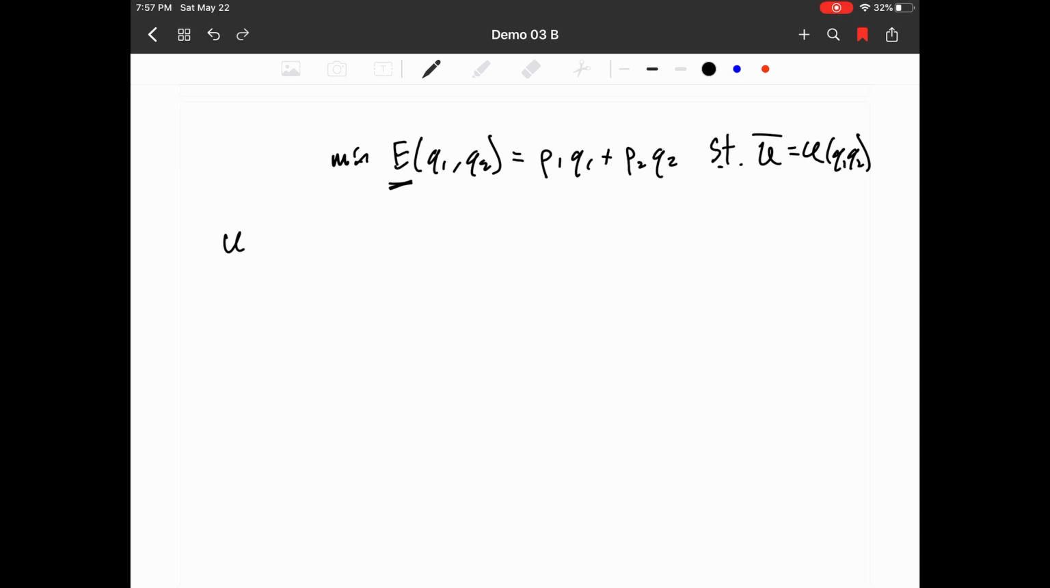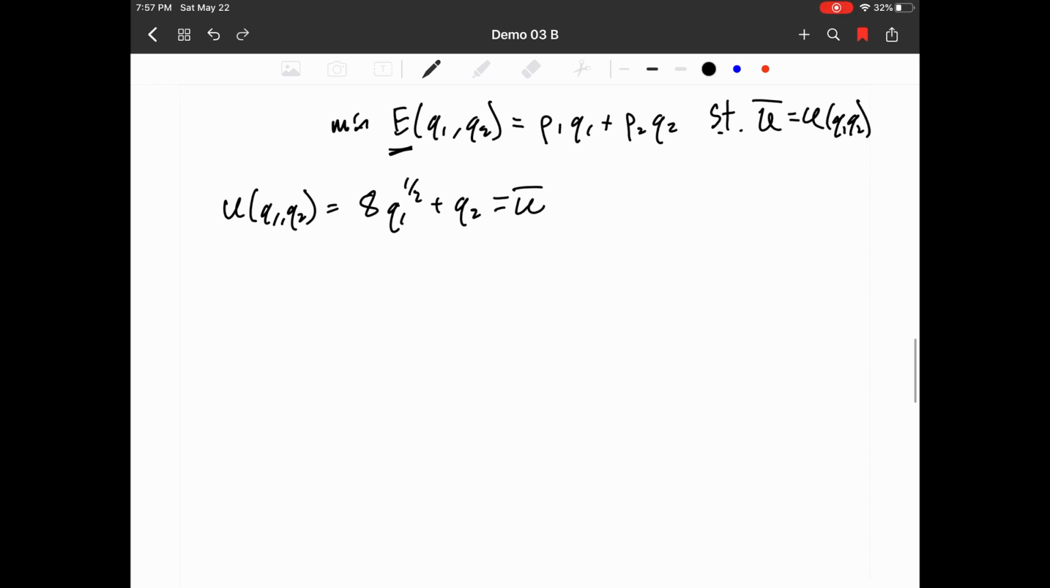And you'll remember the utility that we're working with looks like this. We have 8 q1^(1/2) plus q2. And we're just going to define u bar as something. We're not going to worry about this for a second. We're just going to leave it as a variable, undefined. Okay, and at the end we'll plug in some prices and income and utility, and we'll do all of that at the end once we've gone through and solved this problem.